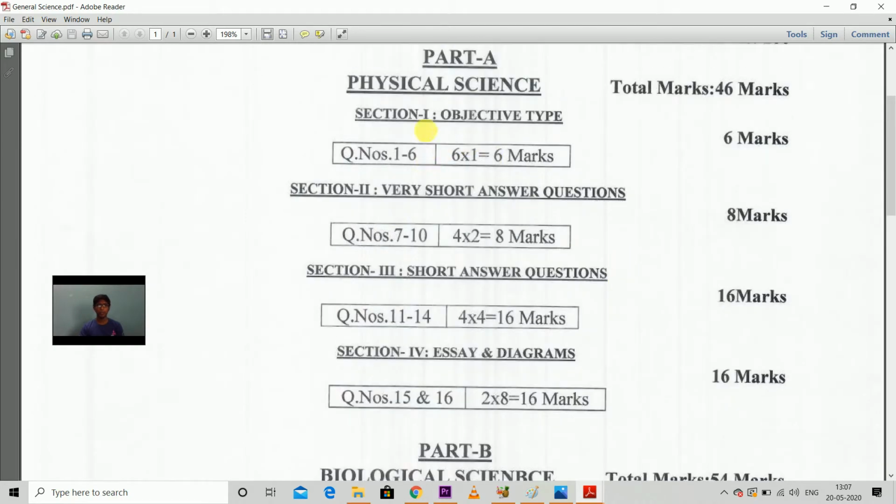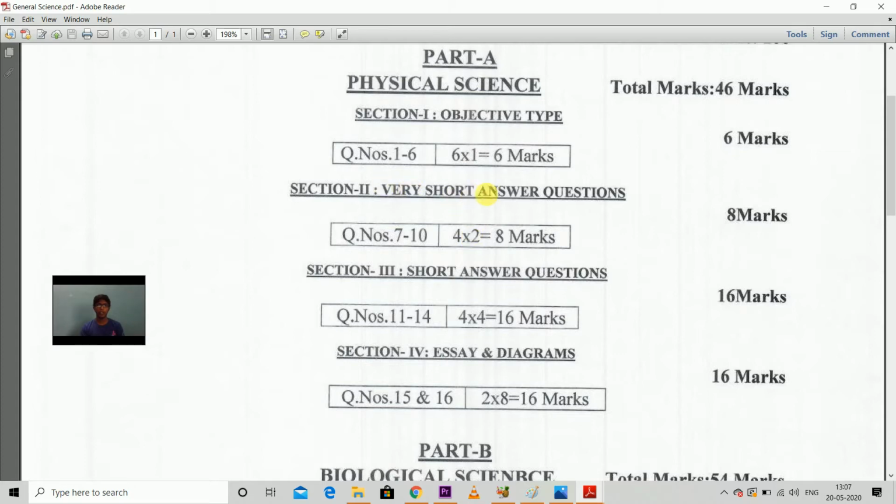You can observe there are a total of 4 sections here. First, 6 questions, and each carries 1 mark. Previously you had 12 questions, each carrying half a mark, but the change is here. The total questions are changed from 12 to 6, so each carries 1 mark.